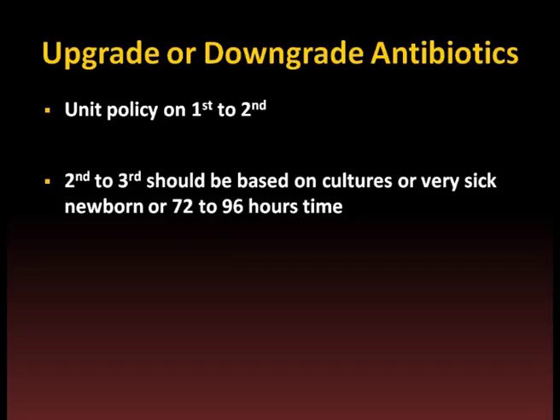There should always be a unit policy on what our first line antibiotic should be and when we should go up on the antibiotic from first line to second line. Usually, we upgrade to second and third line antibiotics only when our cultures are showing sensitivity, or if the baby is very sick and is not giving us adequate time for the antibiotics to act, or if the clinical symptoms are persisting after 72 to 96 hours of supportive care and the first line antibiotic.